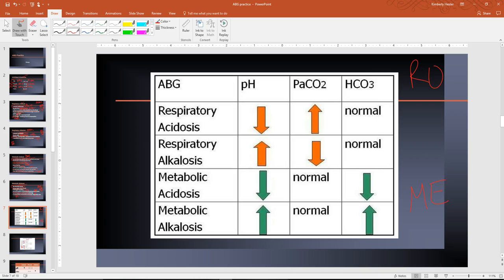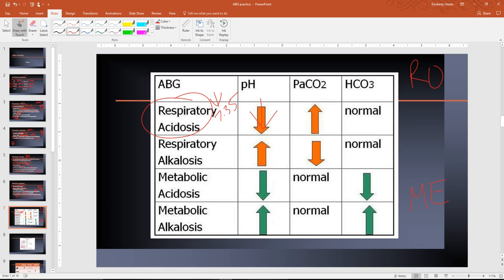So what we're talking about here is these arrows. When you're interpreting an ABG, you're going to put an arrow. Is your pH high or low? Is your CO2 high or low? Is your bicarb high or low? So this is what we're talking about with ROME. So say for respiratory acidosis, your pH is going to be low, right? It's going to be less than 7.35.